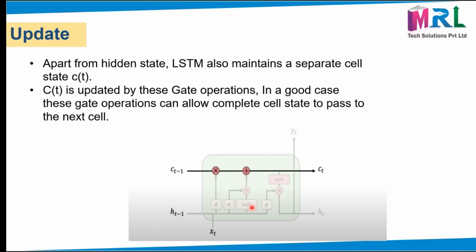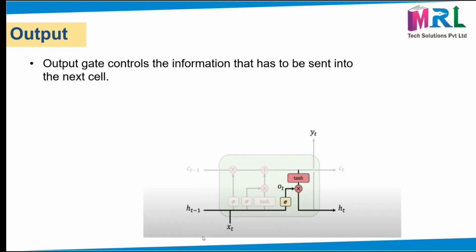And another thing is, apart from the hidden state, LSTM also maintains a separate C of t. So that's what I told. So we need nothing here. When you don't have any irrelevant information in the output, we can have a separate cell from this point to this point. This is called the updated value by the gate operations. So this is another type of passing the information.